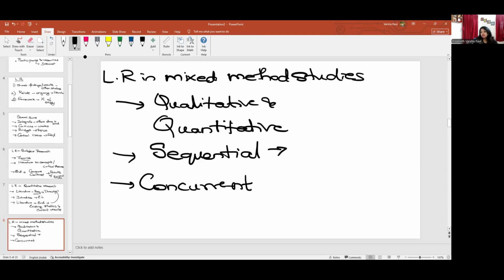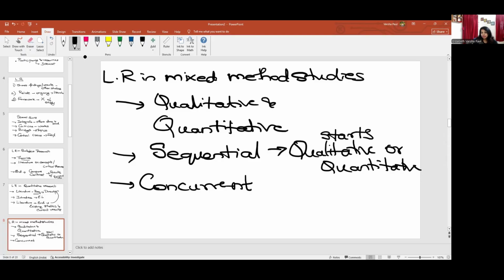When I say sequential, it means it starts with a qualitative or quantitative base. When I say sequential, again, it starts with qualitative or quantitative. When I say concurrent, they decide to weight both qualitative and quantitative data equally.